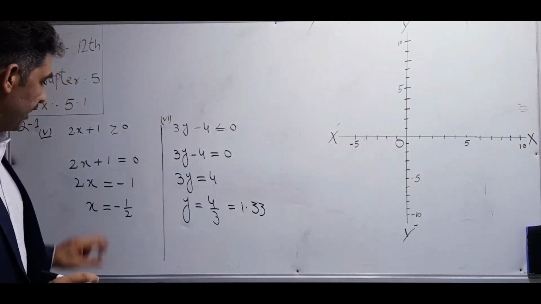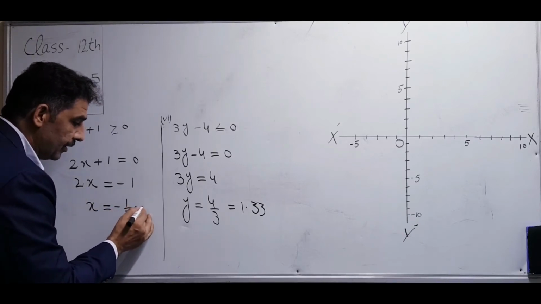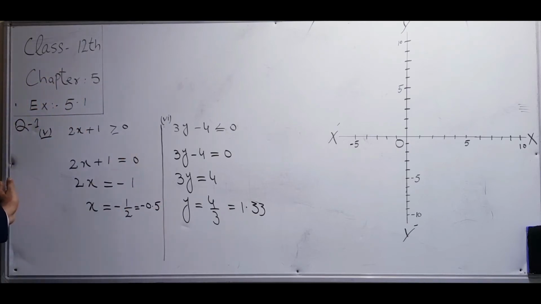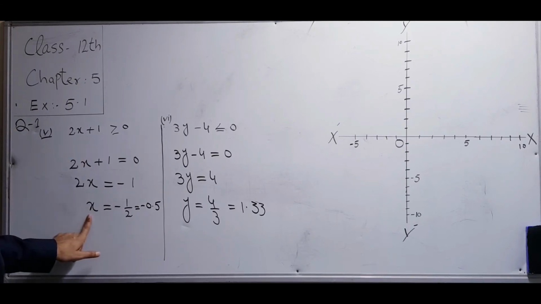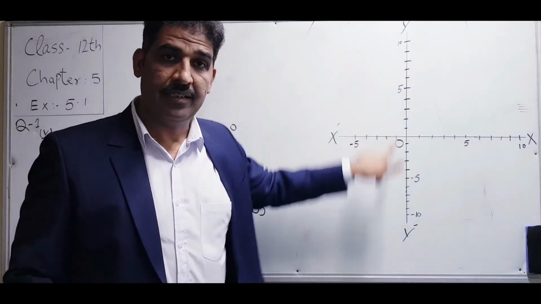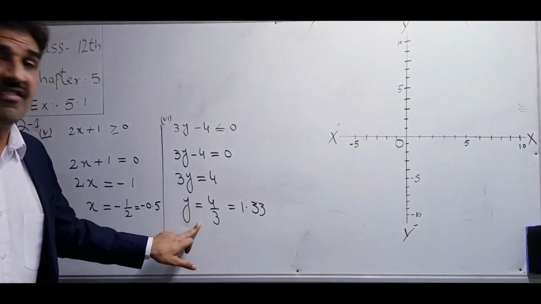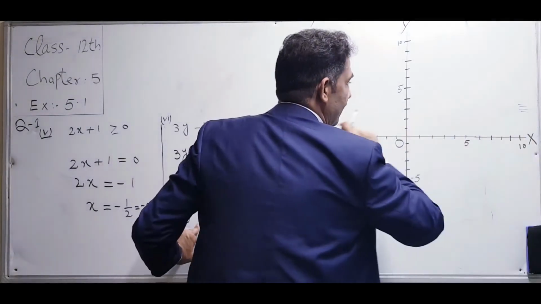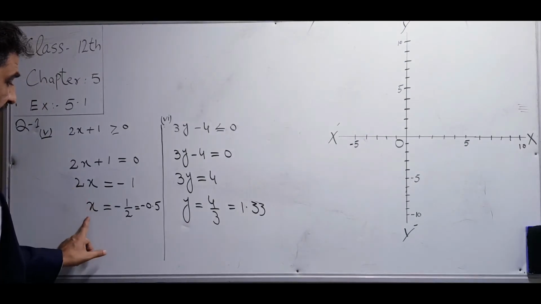Now we have to take the value x is equal to minus 1 over 2. Minus 1 over 2 means minus 0.5. One thing keep in your mind: if the value is only x, the line is parallel to the y-axis. If the value is given by y, only a single variable, the line is parallel to the x-axis. Correct? The first step.